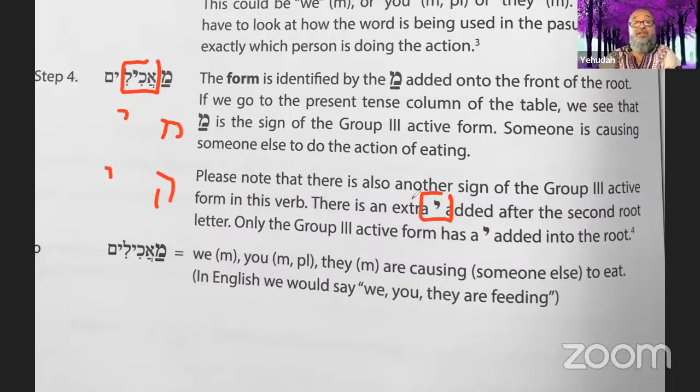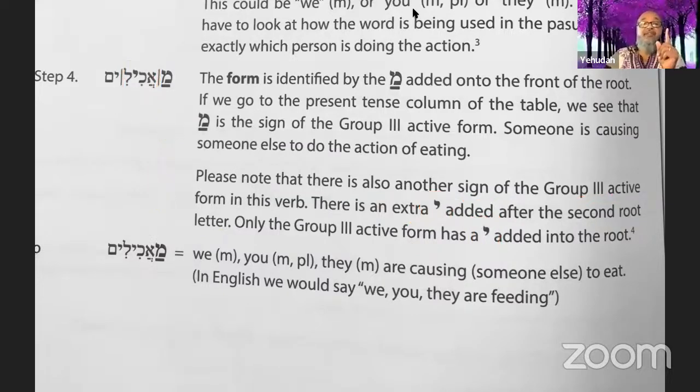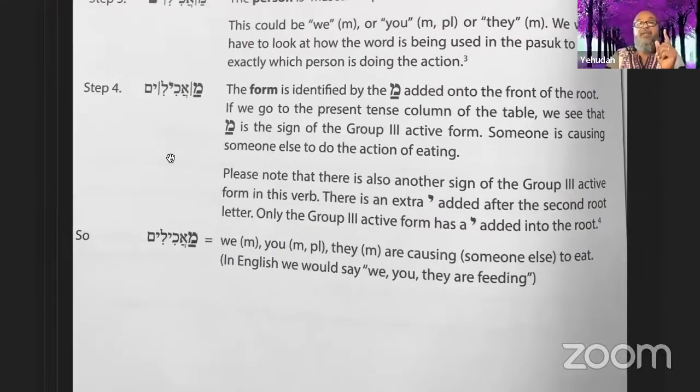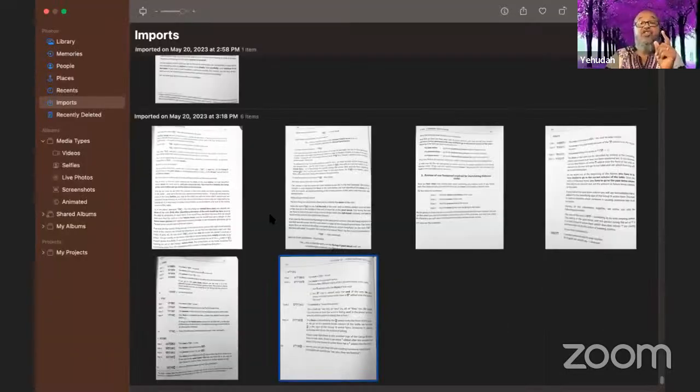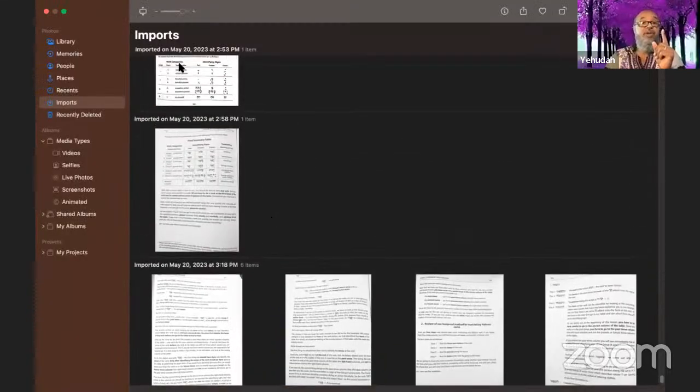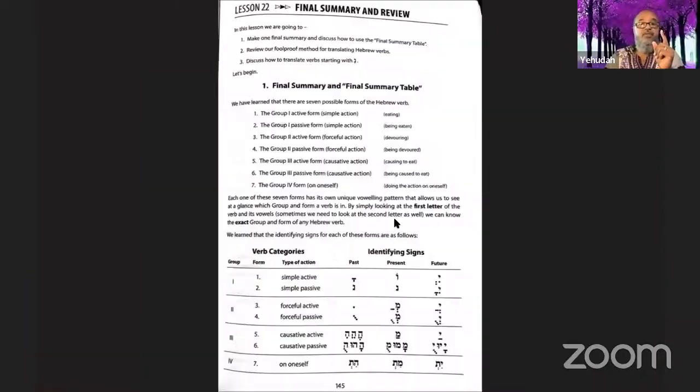That yod right there in the middle of a root tells you that something is being caused. Don't forget that. So please note, there's also another sign of group number 3, active form in this verb. There's an extra yod added after the second root letter. And it's always going to be after the second root letter. It says only the group number 3 active form has that yod added to it, which is true. It's only for the active form. And let me go show you right quick what I'm talking about. So when it says it's the only one having, the passive form of this doesn't. The passive sign does not have the yod. So that will be a little bit more difficult to identify unless you have familiarized yourself with it.